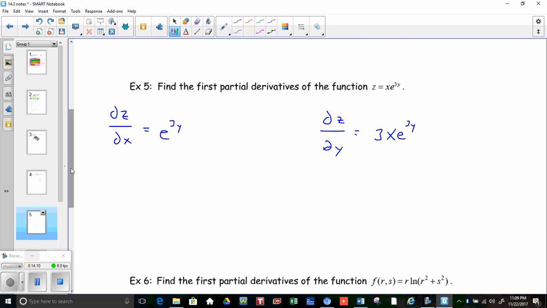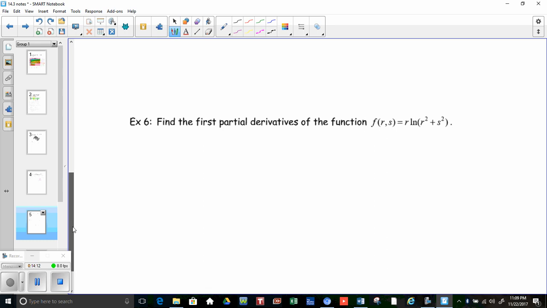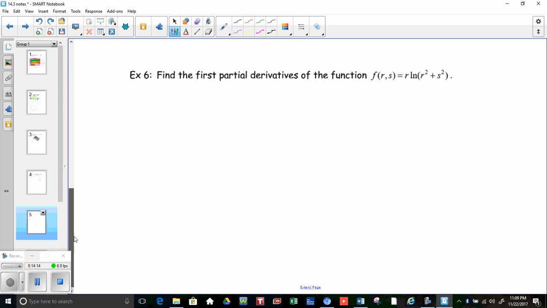All right, moving on. See, I told you these would go a little bit quicker now. Find the first partial derivative of the function f of r, s equals r times natural log of r squared plus s squared. Okay, so first partial with respect to r. Now, this is a little bit different. I've got r here and I've got r in here, so we've got a product rule. That's really the first function. That's the second function right there. So we are going to have to do this as a product rule.